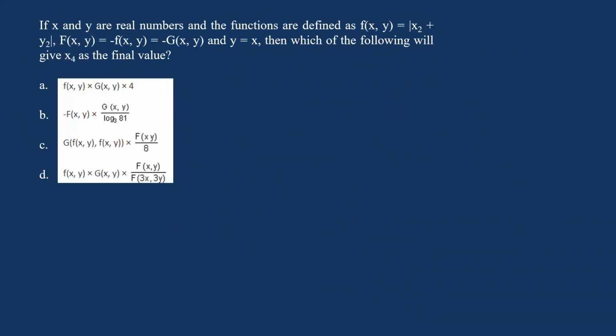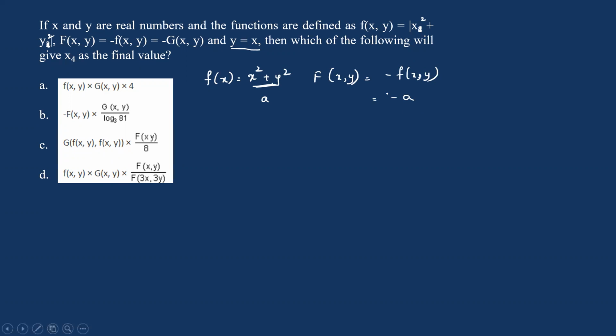Now, if x and y are real numbers, then the functions are defined as f of x, y is equal to mod of something, capital F of x, y is equal to minus of f of x, y, okay? G of x, y and y is equal to x, okay? This is also given to us. Clear? So what do we have? We have small f of x is equal to, I guess there is some confusion here. One second, guys. This is not x2. In fact, this is x square plus y square. And then we have capital F of x comma y is equal to minus of f of x comma y. So whatever value you get here, minus of this. If this is equal to a, then this is equal to minus a.